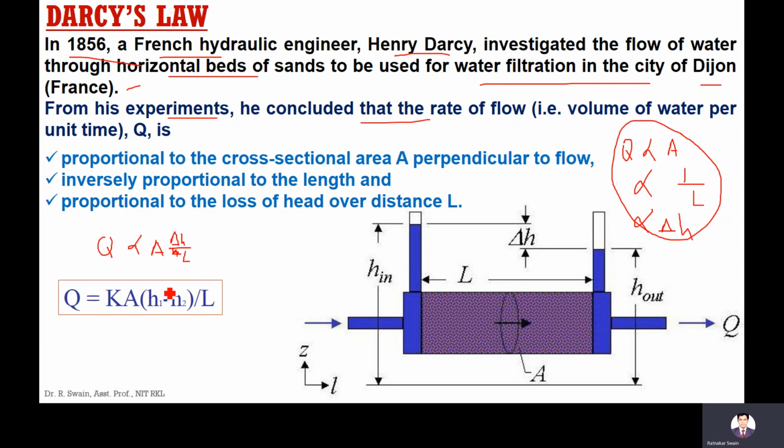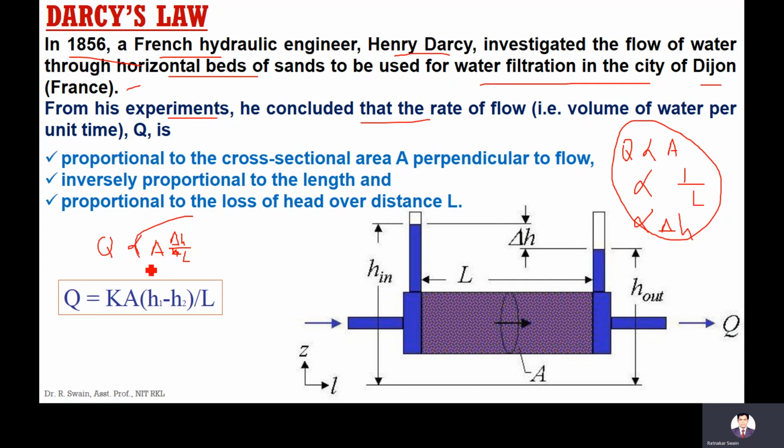Okay, so if you combine this, the discharge is directly proportional to the cross-sectional area, directly proportional to delta H, the loss of head, and inversely proportional to the length of the soil mass. It means if the length of the soil mass increases, then the discharge will decrease. And if the loss of head is more, the discharge will be more, the rate of flow will be more. And it also depends on the cross-sectional area. If the cross-sectional area is more, then the discharge Q will be more.